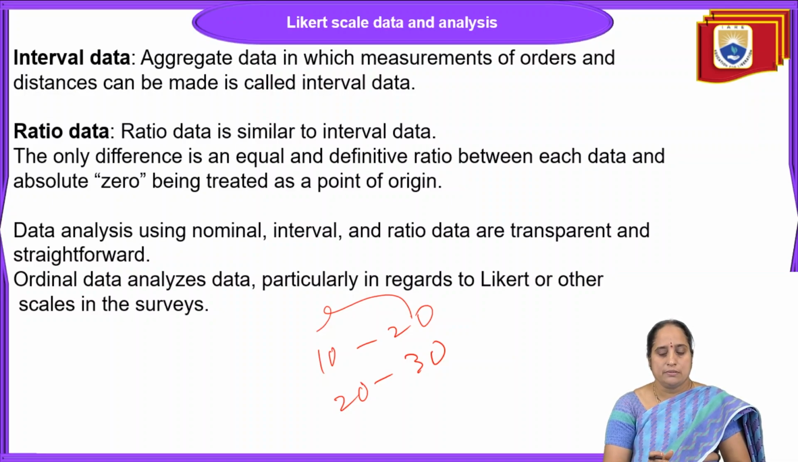So data analysis using nominal, interval and ratio data is transparent and straightforward. Whereas ordinal data analyzes the data particularly in regard to Likert or other scales in surveys.